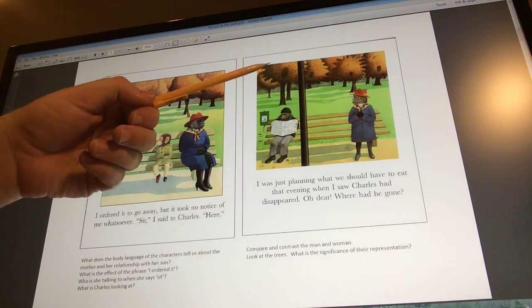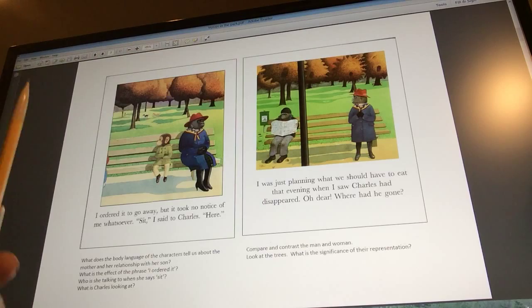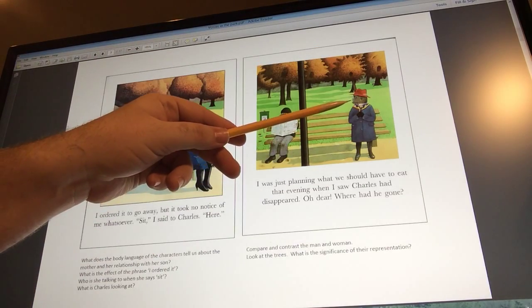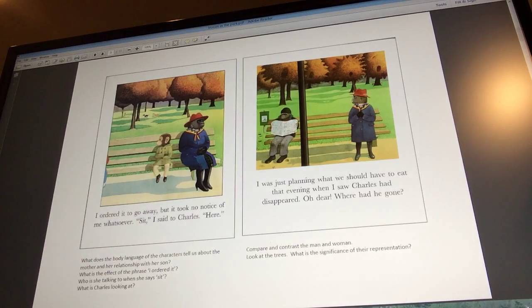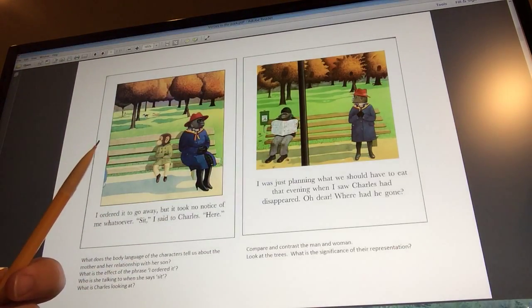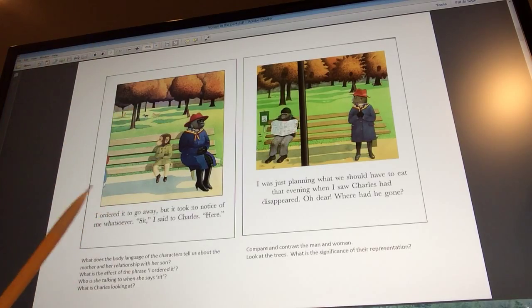Look at the trees in the background, their faces. What's the significance of that representation? Well, they're mirroring her. And so she's having an impact on the entire environment. The environment sort of models or mirrors her shock and horror at this vagrant sitting on the chair next to her, or the fact that her dog has gone missing.